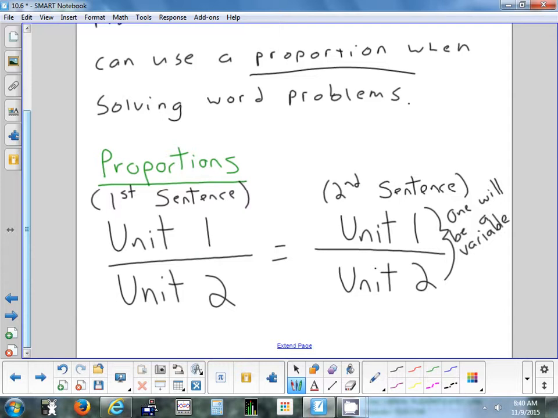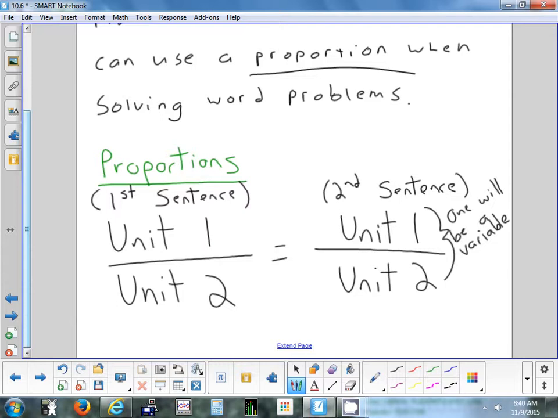One of these you're not going to know. Let's say, find miles per hour when it traveled for 8 hours. So one of these 2 units will be unknown, but we're following that same order. Like I said, if you have hours on top in the beginning, you better have hours on top over here. I'll leave that up for a second so you guys can get it down.